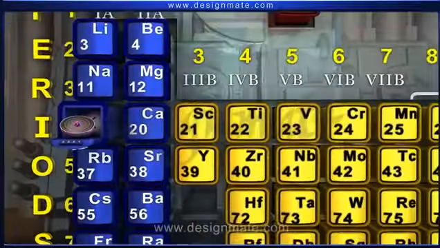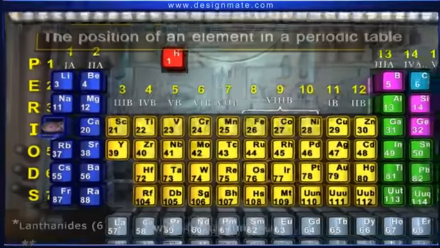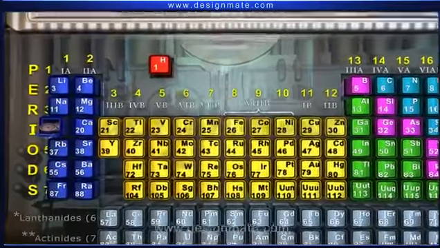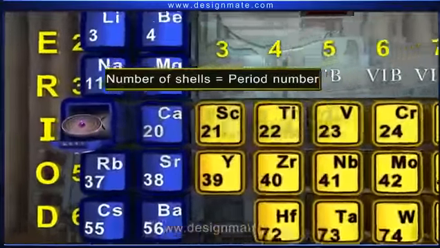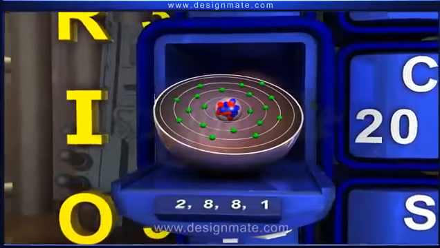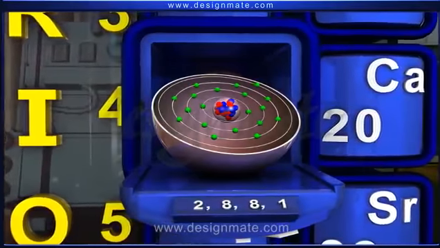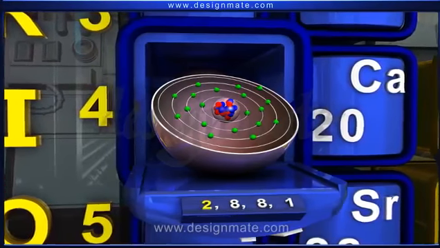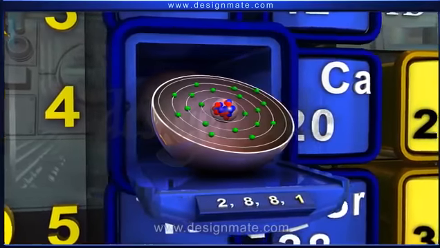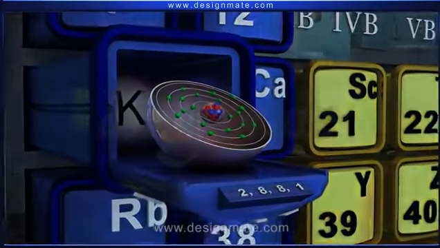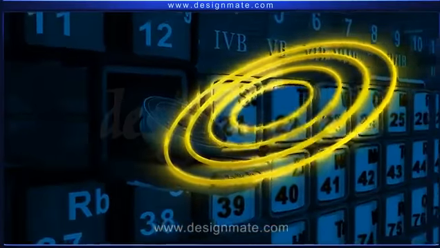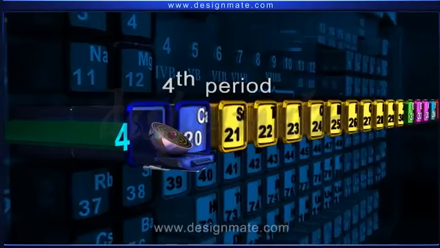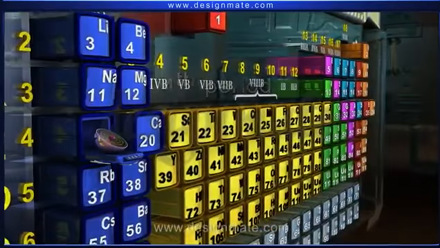The electronic configuration of an element also helps us to decide the position of an element in a periodic table. The number of orbits or shells denotes the period to which that element belongs. Let's continue with the same example of potassium. Its electronic configuration is 2, 8, 8, 1. This means there are 4 shells in an atom of potassium, and therefore, it belongs to the fourth period of the modern periodic table.